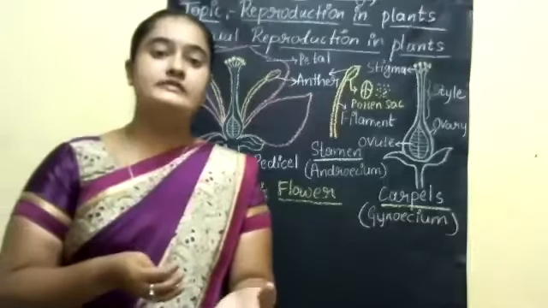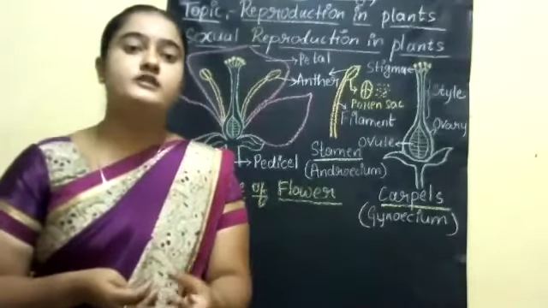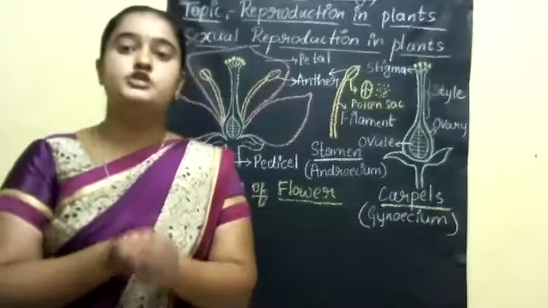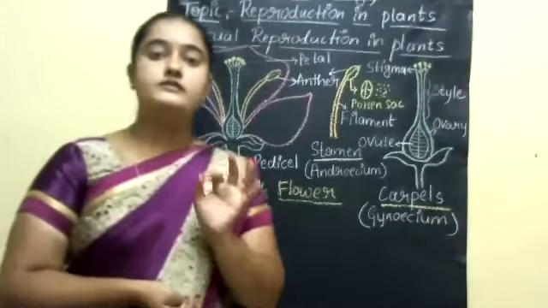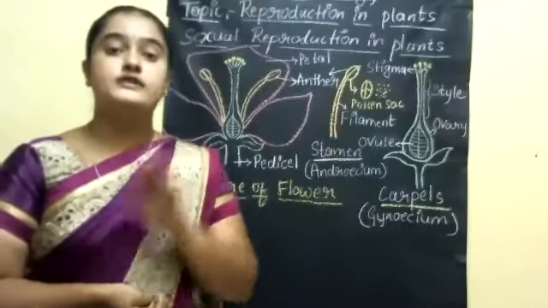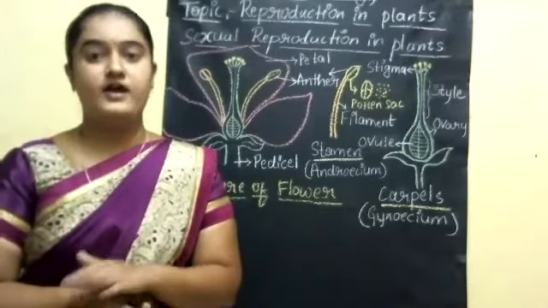They will produce a seed. When that seed germinates, it will produce a new plant. So this is the process which takes place in sexual reproduction in plants. To understand how the flower helps in sexual reproduction in plants, we should know the structure of the flower.